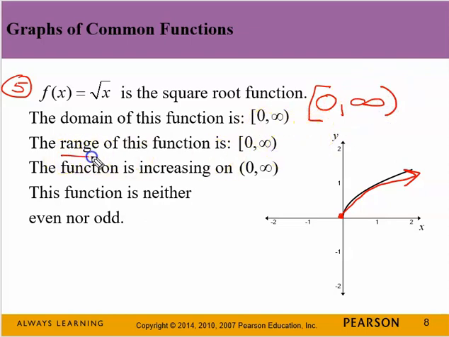Now the range of the function would be y values, and it's the same. Starting at 0 and going to positive infinity up this way. Domain this way, range this way. Now the function is increasing, starting at 0, and it's just beyond 0 now. 0 is not included, and then to positive infinity. And this function is neither even nor odd, going back to an earlier part.